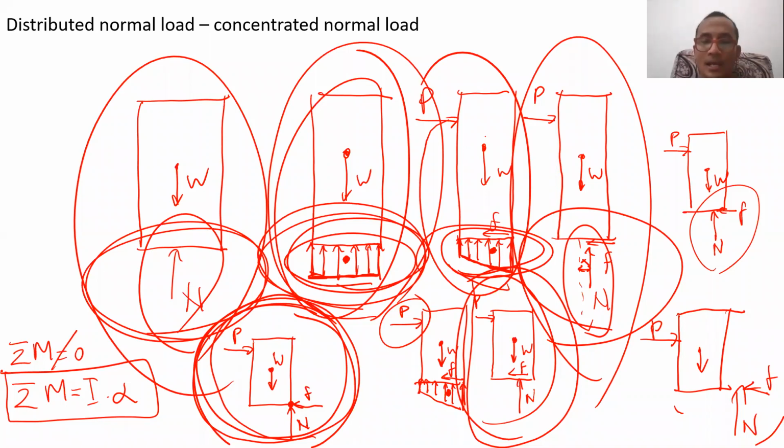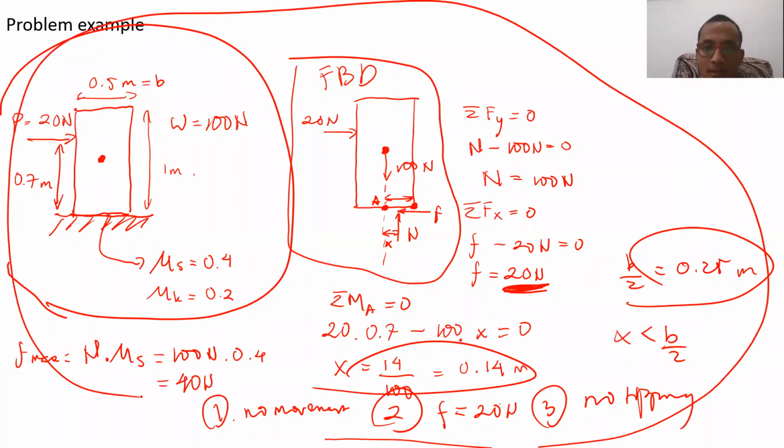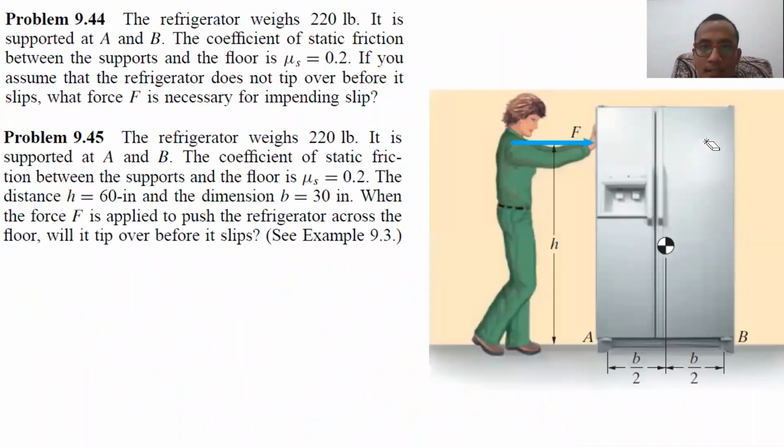Any other question about the tipping condition before I move to the next problem example? If not, then I will continue with the next problem example. For those who missed yesterday's class, please try to watch it again for this particular problem example, the basic problem example. For today, I will discuss this particular problem example.